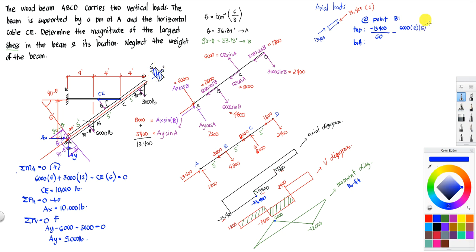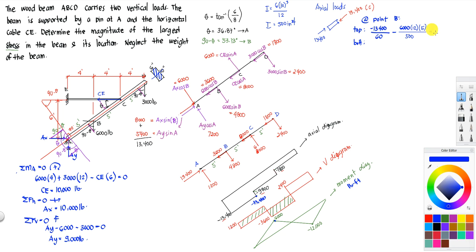Okay, how about the I? Ilan ba ang I natin? So, ang I natin, again, is P H cube all over 12. So, you have the I: 6 times 10 cubed all over 12. So, you can have it as 500 inches to the 4, sorry. So, you can have it as 500. Okay? That is the MC over I.